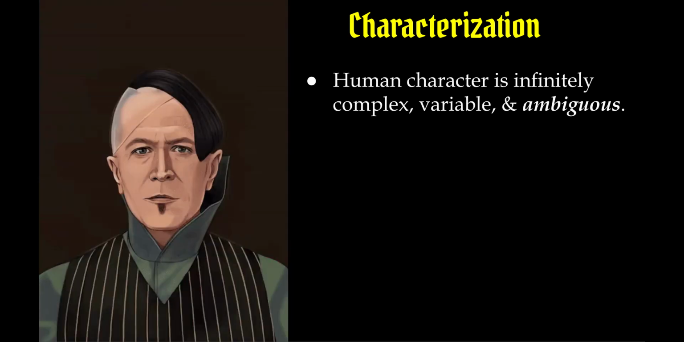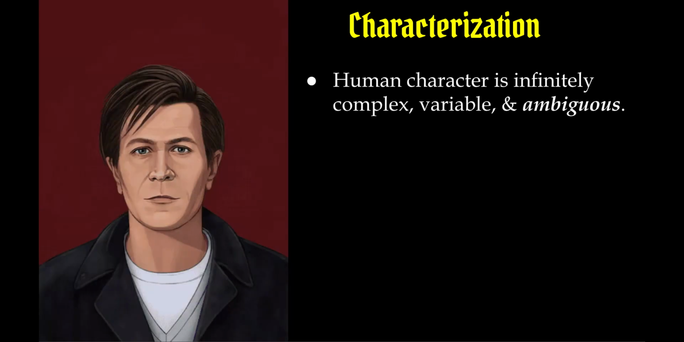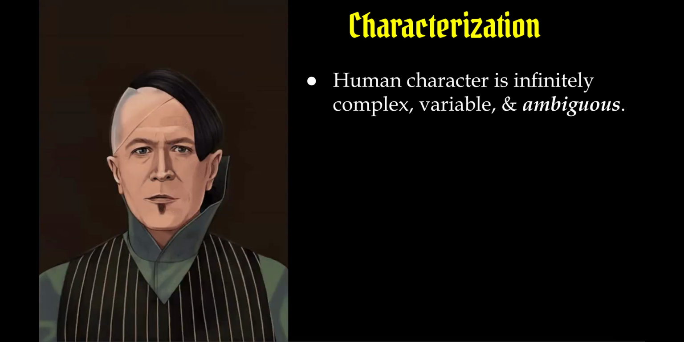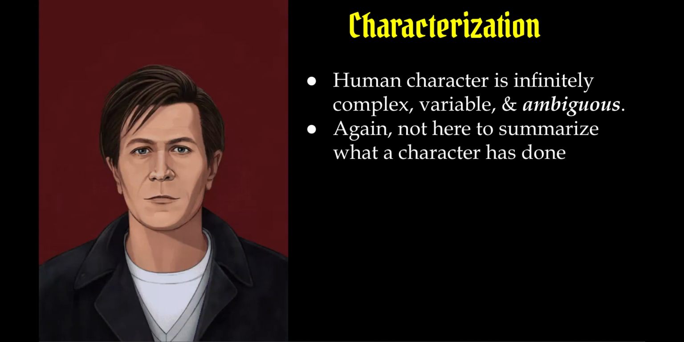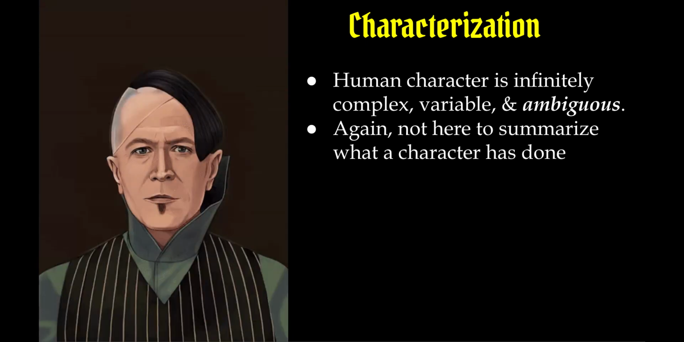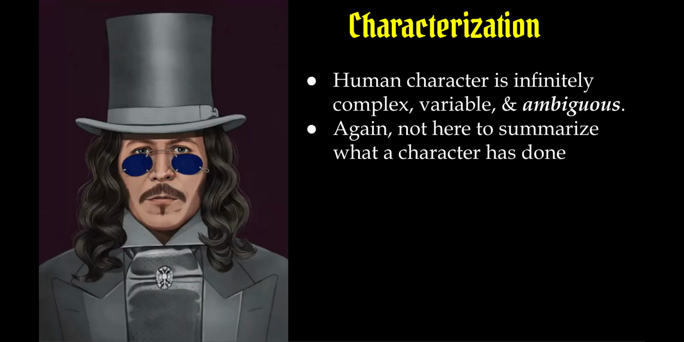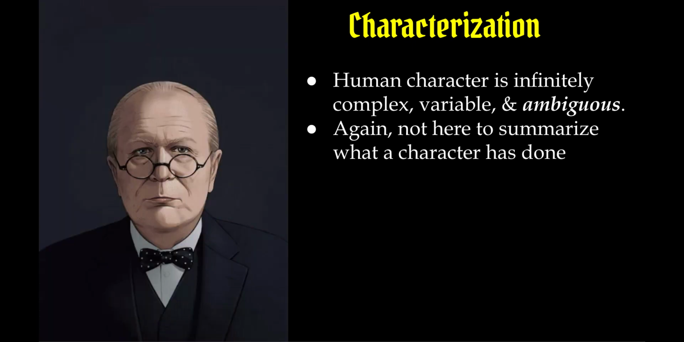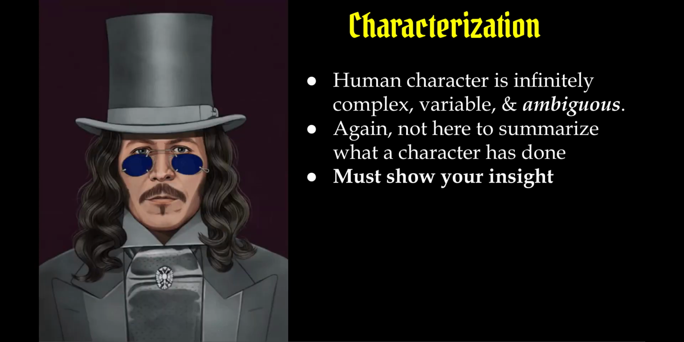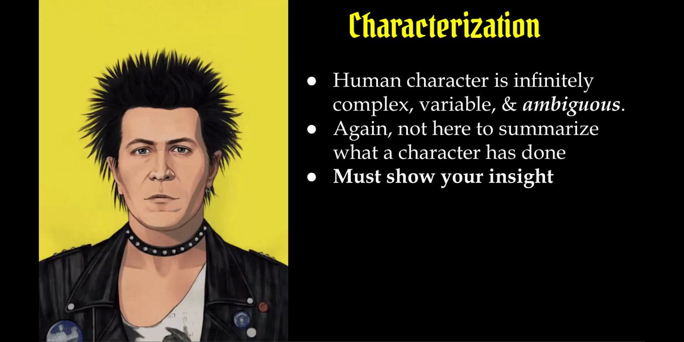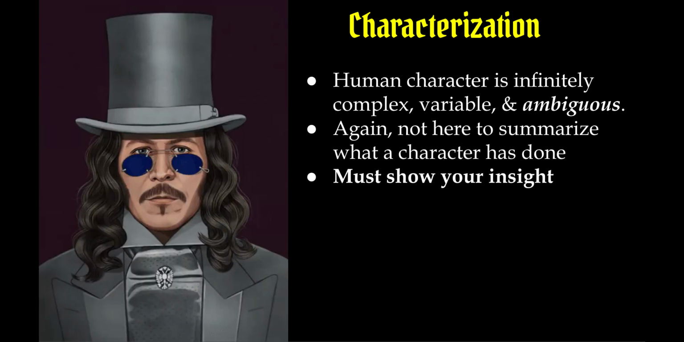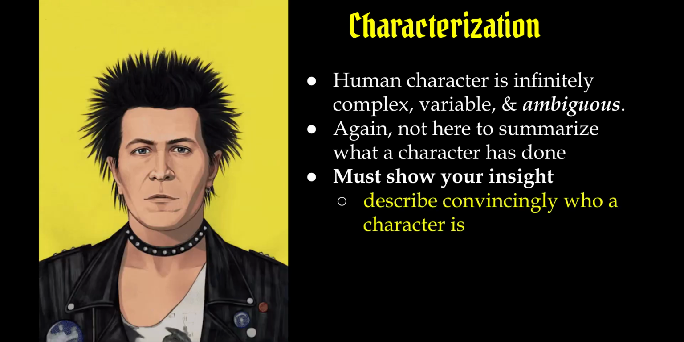All right, so characterization is something to help us understand human beings, because the human character is infinitely complex, variable, and ambiguous. Remember, we're not here to summarize what a character has done, just like we wouldn't summarize plot. We're here to analyze the character and find meaning out of who they are, how they think and what they do. I want you to show me your insight into how the characterization of this character helps us see some truth about the human condition or about ourselves or some thematic point that's being made.